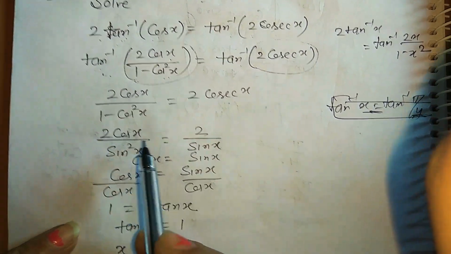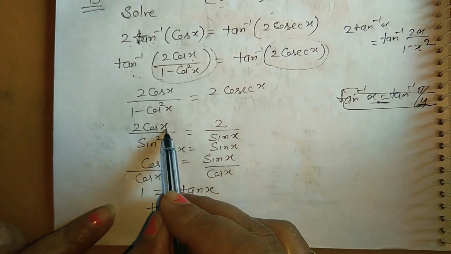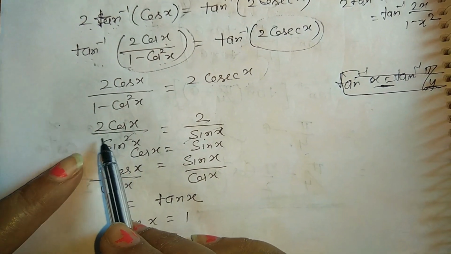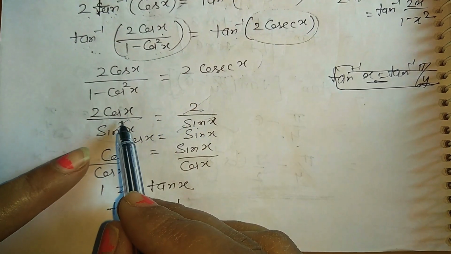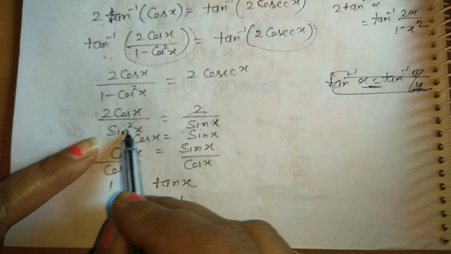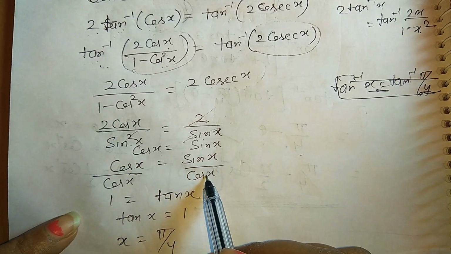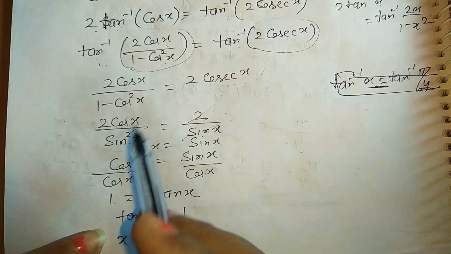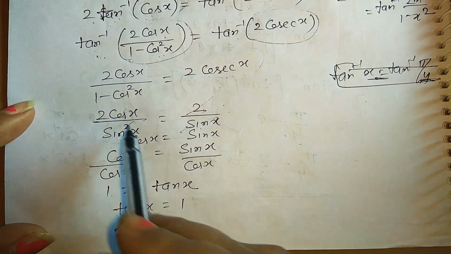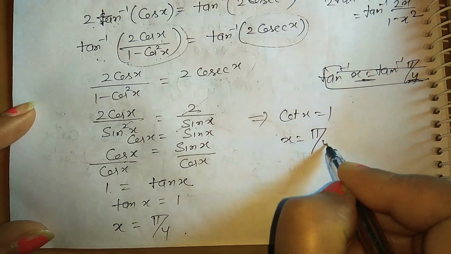So cosecant x we can write as 1 upon sin x. 2 cos x upon sin square x, one sin cancels with sin, and we will get 2 cos, 2 cancels with 2. It will be cos x is equal to sin x because sin will multiply there. Cos x is equal to sin x. Then divide by cos on both sides. We will get tangent x is equal to 1, or you can take cot x is equal to 1. Then x will be pi by 4. You can directly do it from here: cot x is equal to 1, then x is equal to pi by 4.